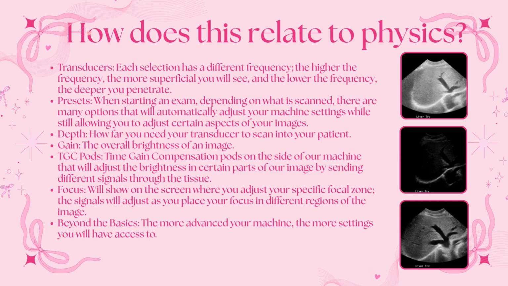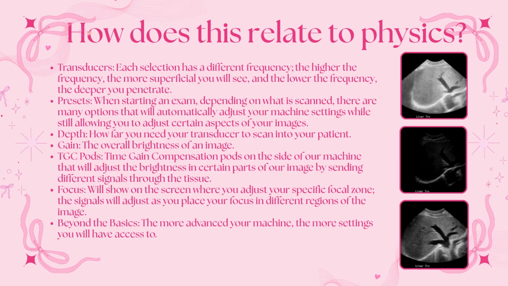Then we have the depth, which is how far you need your transducer to scan into your patient, and the gain, which is the overall brightness of your image. And then we have these things called the TGC pods. Those are time gain compensation pods on the side of your machine that will adjust the brightness in specific aspects of your image by sending different signals through the tissue. There'll be around 8 knobs on the side of your machine in which you move right or left to adjust a certain part of the image. So say the overall gain is bright enough, but the middle of the image is too dark. You can slide the middle pod to the right to brighten just that specific portion of the image.